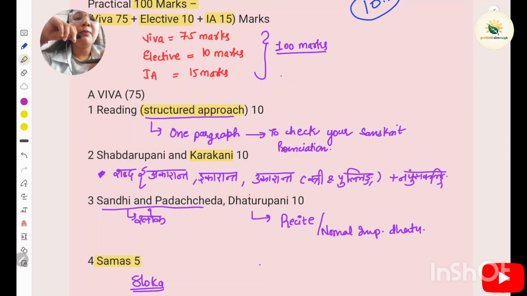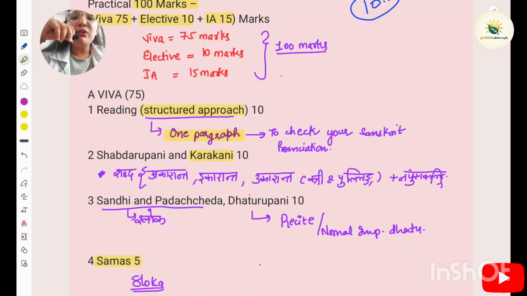So how can we understand this? When you go inside the viva room, the external or internal examiner will be there. They will give you one paragraph, and the paragraph is definitely from the book that you are following for your Sanskrit. Whichever book you are following, some Sanskrit paragraph from it will be given, maybe from the story part, like a Panchatantra story, or maybe a shloka. The paragraph is in the Sanskrit language.